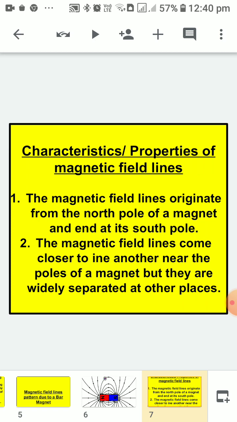Now these magnetic field lines have their characteristic properties. The properties are as follows: the magnetic field lines originate from the north pole of the magnet and end at its south pole.